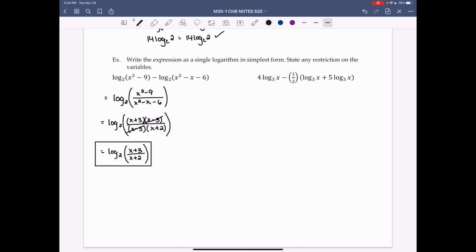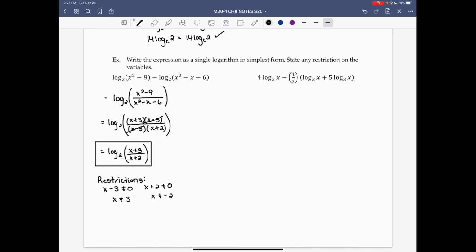For restrictions for this function, we have a little bit to think about. First of all, we have a denominator. The factors in our denominator cannot equal 0, so we would have that x minus 3 cannot equal 0, which means that x cannot equal 3. We also have x plus 2 in our denominator. That cannot equal 0, which means that x cannot equal negative 2.